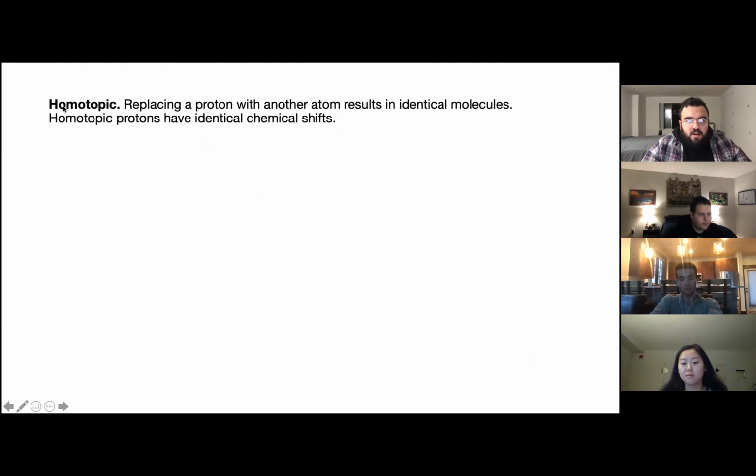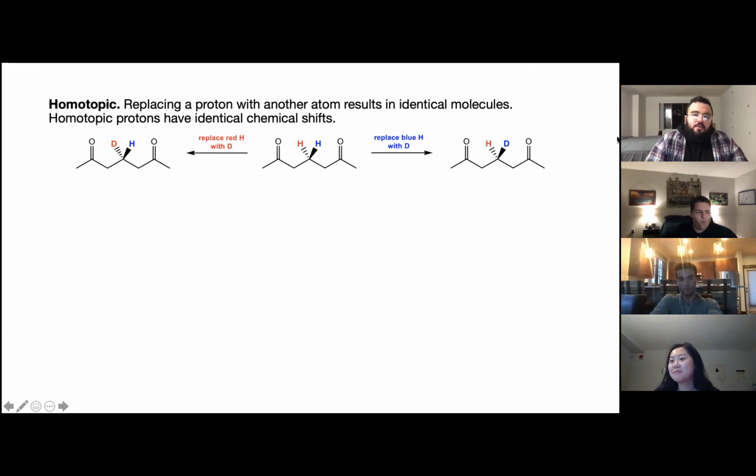All right, and then let's go back to definitions as promised. So we have 3 different types of protons that we can see with our spectrum. One of them is homotopic protons, which means that replacing a proton with another atom will result in 2 identical molecules. These are surprisingly very common, and they are going to have identical chemical shifts.